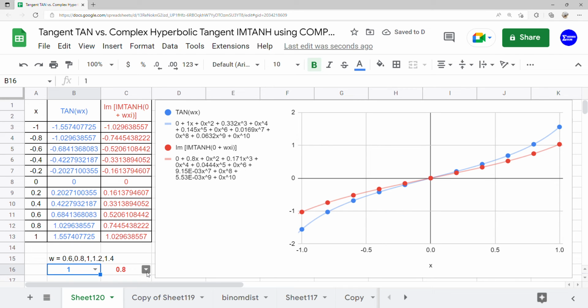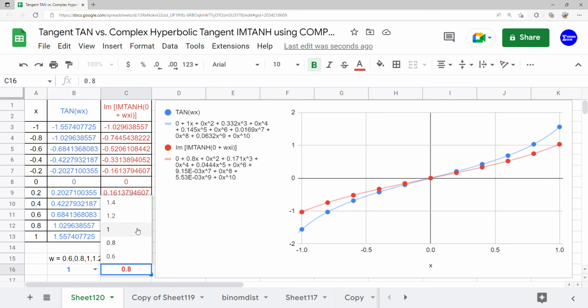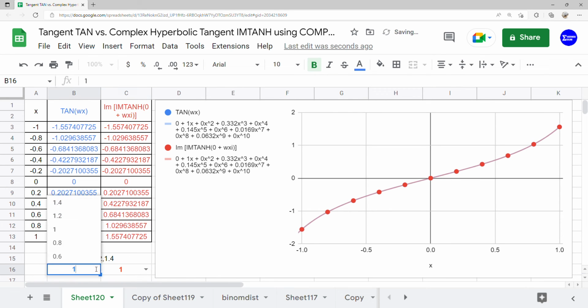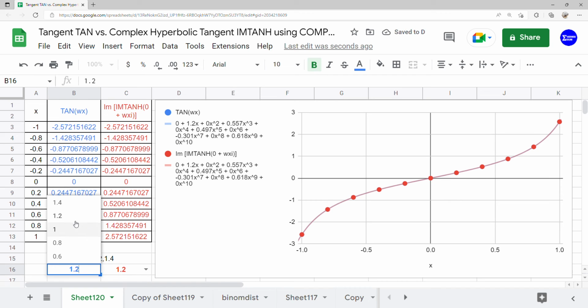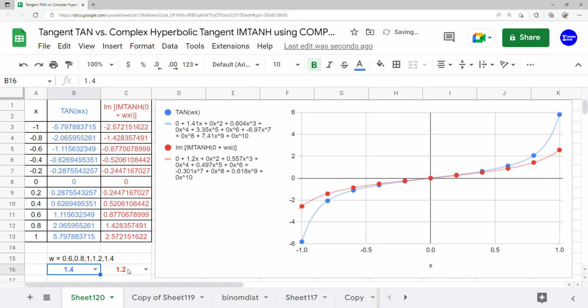We can do the same thing to the complex hyperbolic tangent. Now they're the same. Change W to 1.2. We can do the same thing to the complex hyperbolic tangent. Trigonometric tangents W, change it to 1.4. We can do the same thing for the complex hyperbolic tangent.